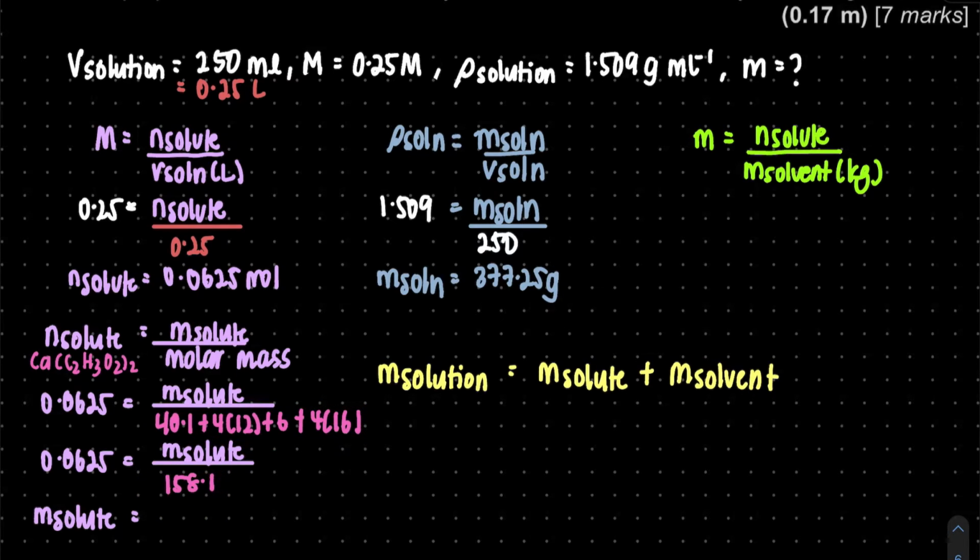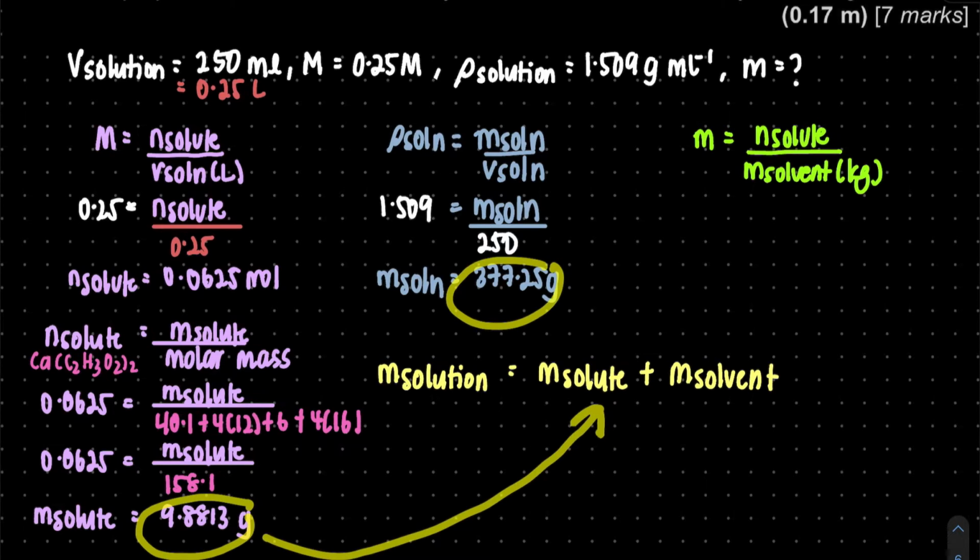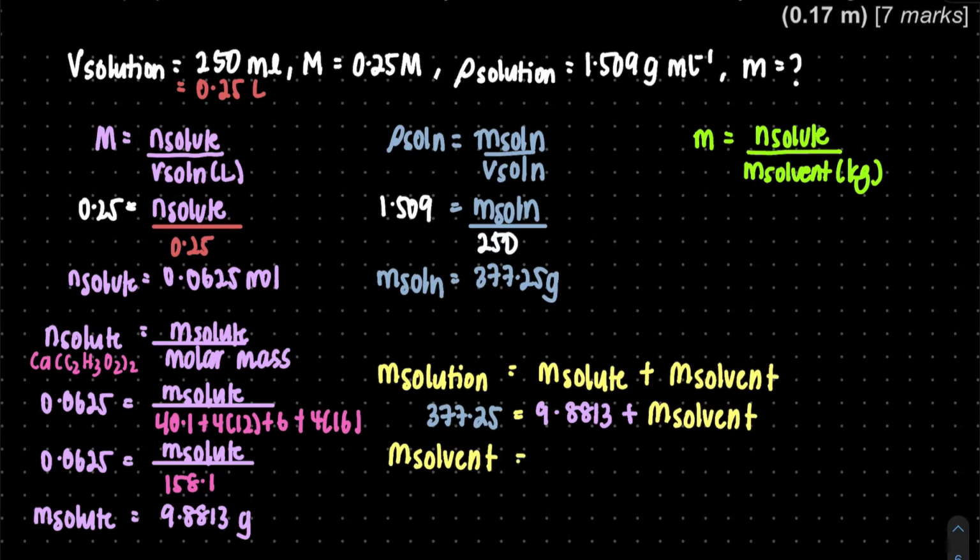Then we can find the mass of solute straight away, by multiplying this value with the number of mole, to be 9.8813 gram. So now we have the mass of solute and the mass of solution, which we can substitute to find our mass of solvent. When you substitute the values, you will get the mass of solvent to be 367.3687 gram. I'm just going to take 4 decimal places, the safest possible answer.